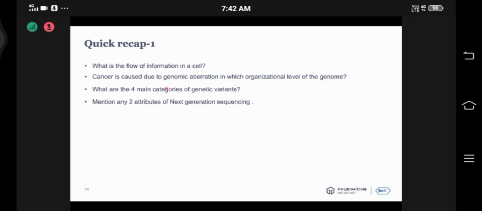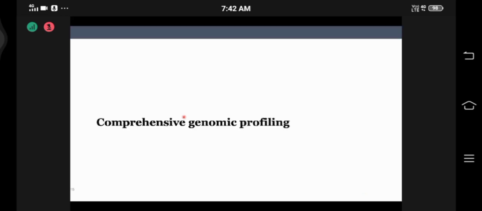So the four main categories of genetic variations that we saw are amplifications, fusions, insertions and deletions, and base substitutions. So the true attributes question, which we just discussed, I'll be skipping that. So now with these basics, let's jump into what is comprehensive genomic profiling.